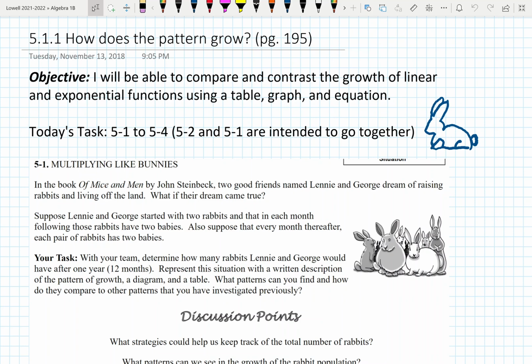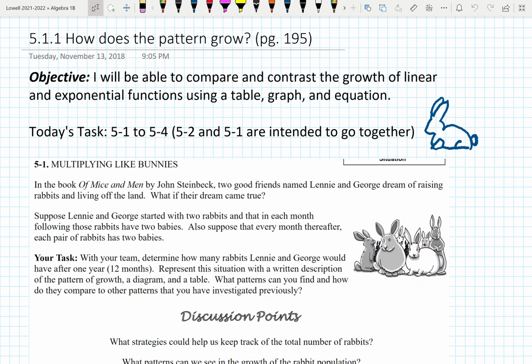Welcome back everyone. So in this video we are going to introduce our next unit, which is all about this thing called exponential growth. Now we know all about linear growth, so we are going to use today to just compare what we know about linear growth to this new type of growth. And we're going to do that using tables and then equations and graphs as well.